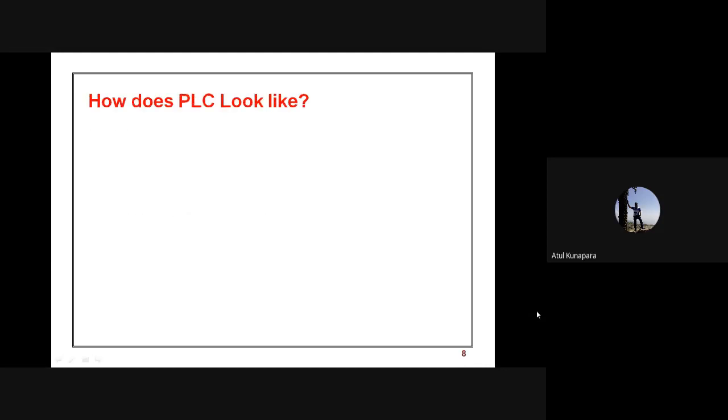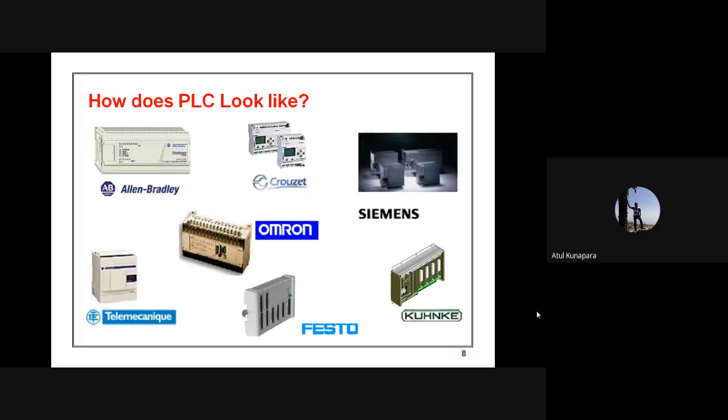Now, how does the PLC look for the different companies? If you look at these pictures, you can see that the PLCs from the various companies have different types of looks. Here you can see the Allen Bradley PLC, Omron, Siemens, Festo. So these are the different PLCs, and you can see how they look physically.